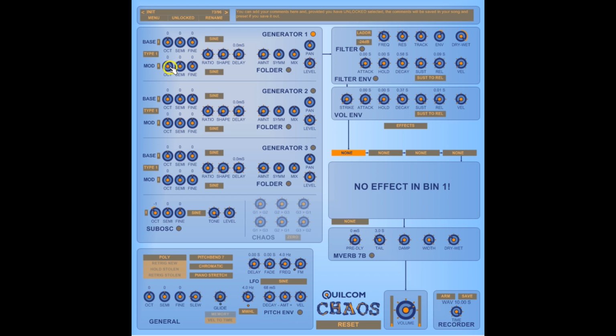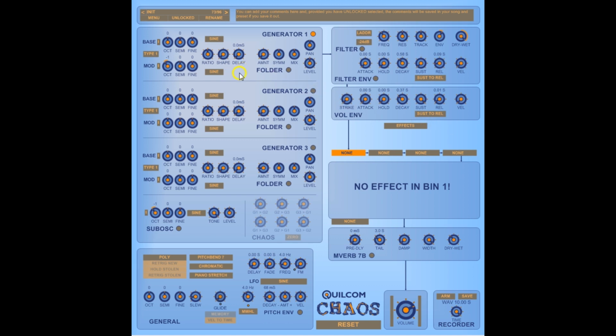I'll just go down an octave on that, and that's the ratio. Okay, we'll bring the shape up. So there's a range of timbres there, and then I'll alter the ratio. And here, total chaos starting to cut in there. Keep in mind that shape value can be modulated.